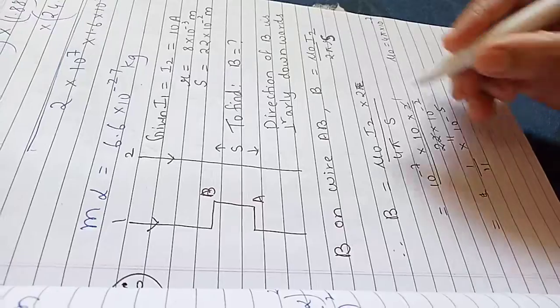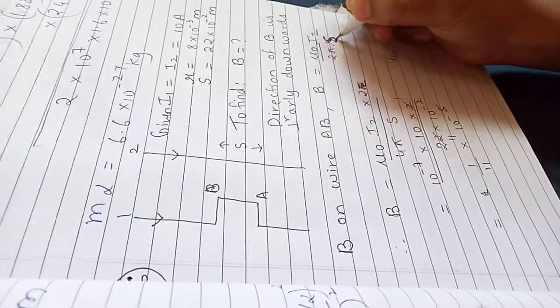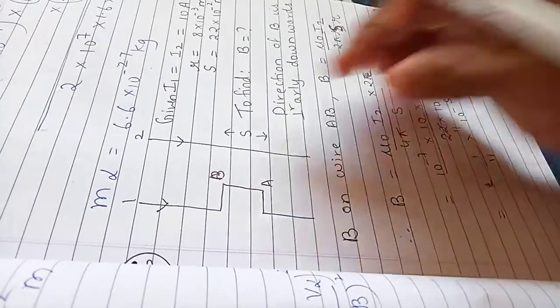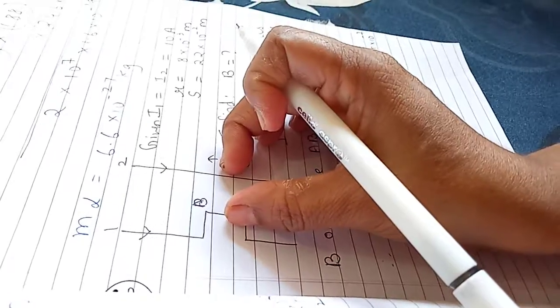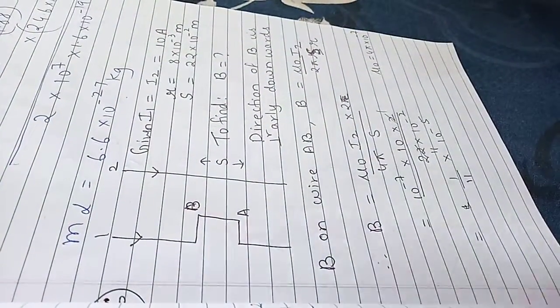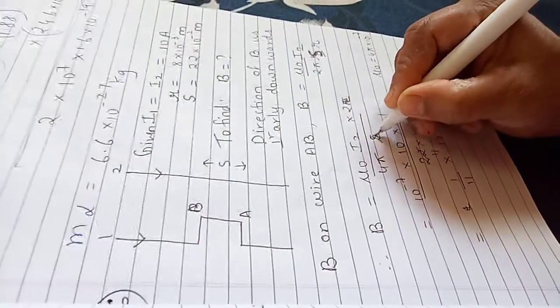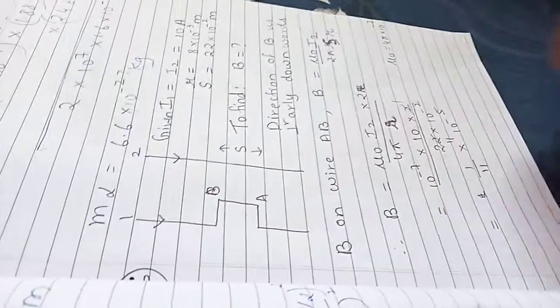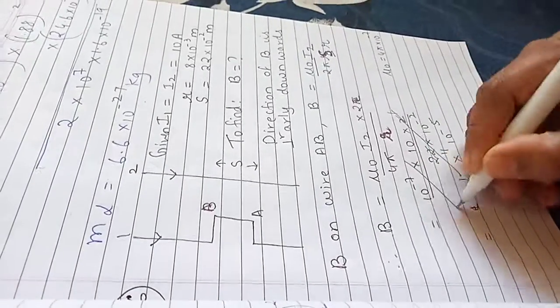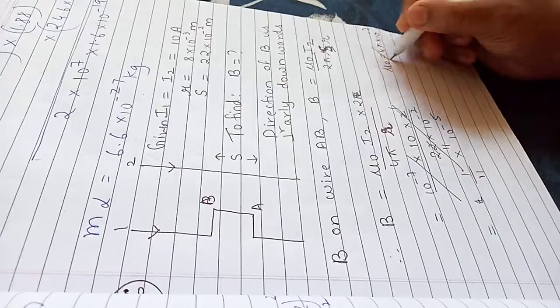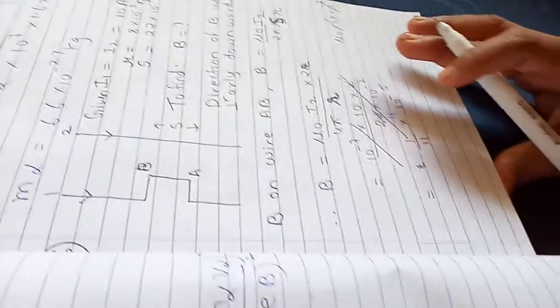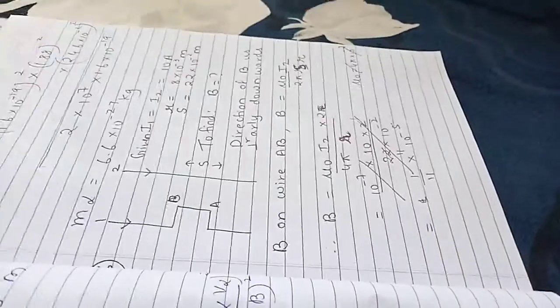I think we are not supposed to take it as S. We are supposed to take it as R, students. Distance between the two we are supposed to take. Just 1 minute. This is R. Wait 2 minutes. Look, we have to take R. We are not supposed to take S. F is equal to B into I into L, force.